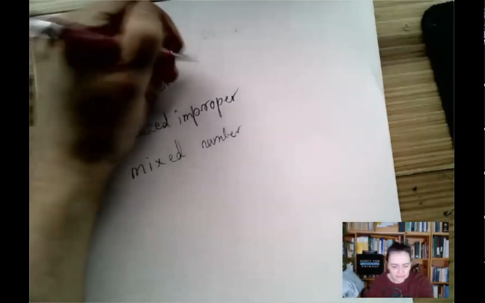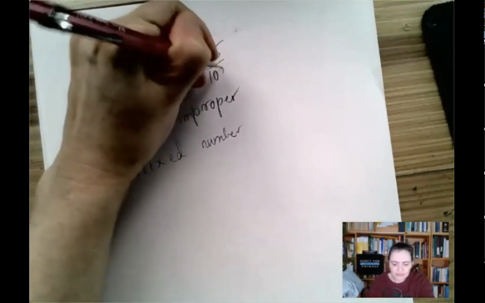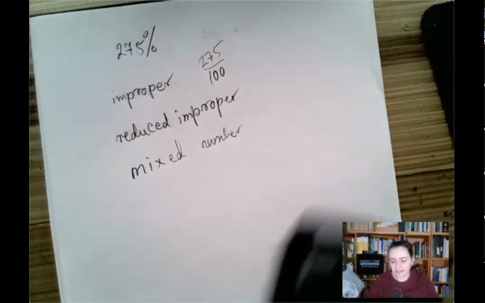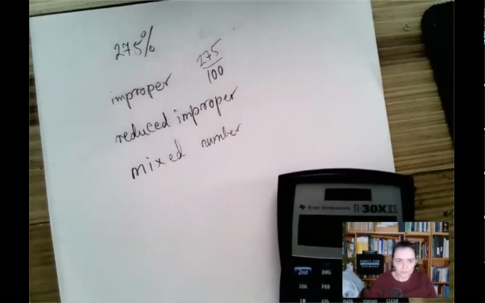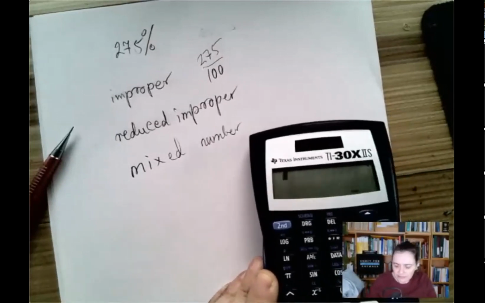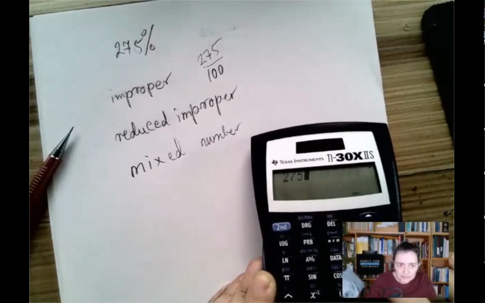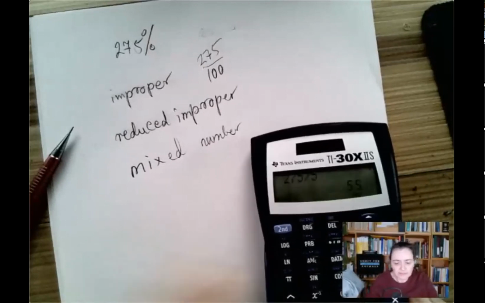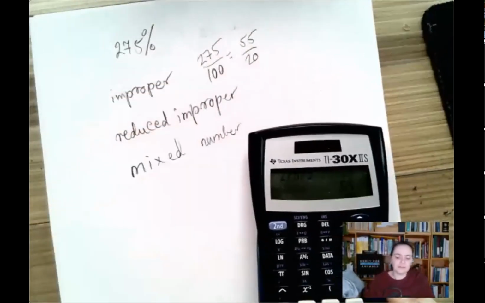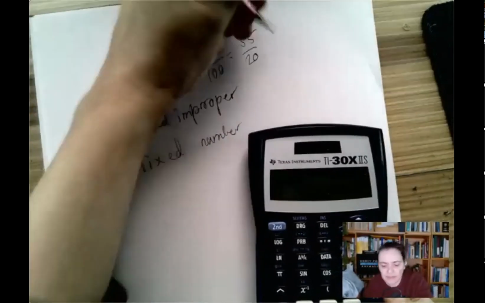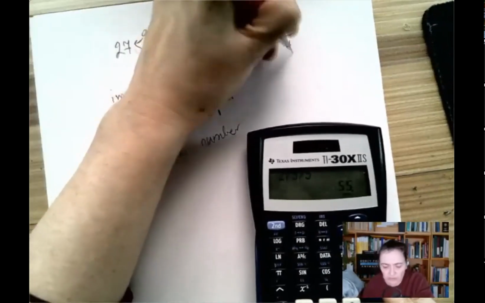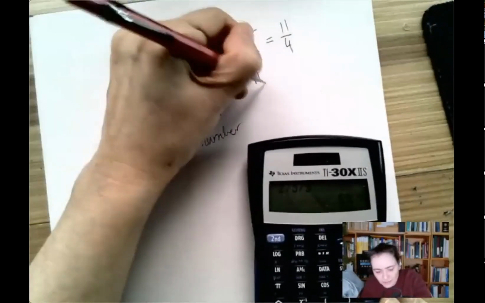Improper is just, oh yeah, fine. Just write 100 over it, right? That's what percents are. And then we can start dividing by, I definitely see some 5s. So if we divide 275 by 5, we get 55. If we divide 100 by 5, we get 20. We can go one more time, and that's 11 over 4.